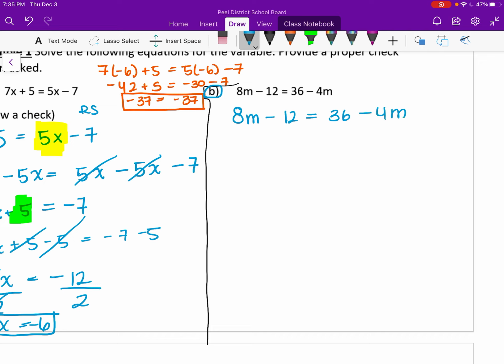The first thing I'm going to want to do is move all the m's on one side, which means that I'm either going to get rid of an m over here or I'm going to get rid of an m on this side. I always like to have all my variables on the left side, as I stated. It's completely up to you which way you like to do them, but this is the way I like it the best. So I'm going to leave my 8m here. I'm going to leave my 12 there for now. 36 minus 4m, and I want to get rid of the 4m on this side, the minus 4m. So negative 4m, in order to get rid of it, I'm going to add 4m.